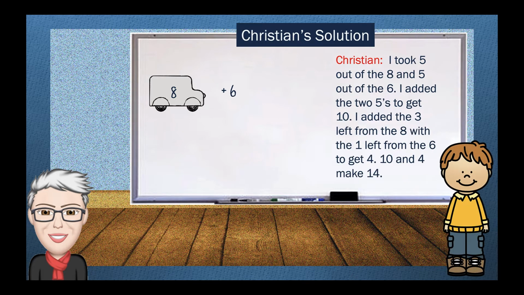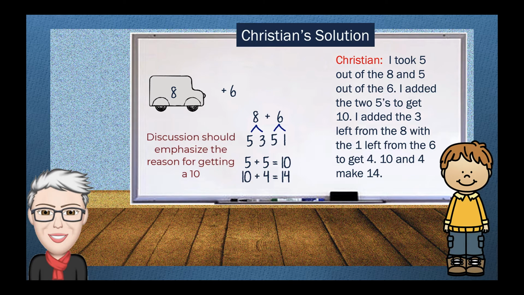Christian's solution is another grouping solution based on partitioning numbers to get a 10. Here 10 is made up of 2 5s, so it is most likely that everyone in the class will easily make sense of this solution. Even so, it is important that the discussion emphasize the reason for getting a 10. It is easy for most students to add a small number to 10.